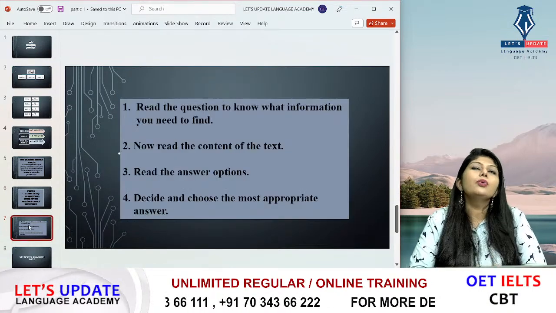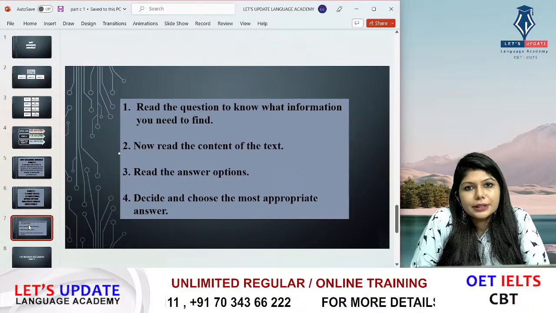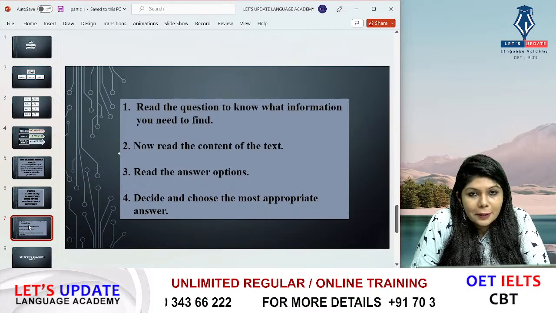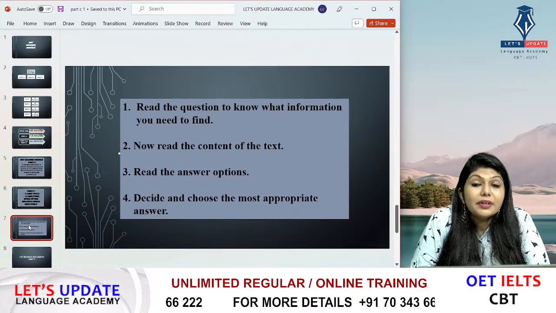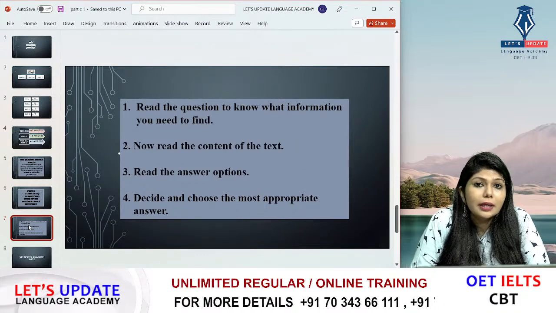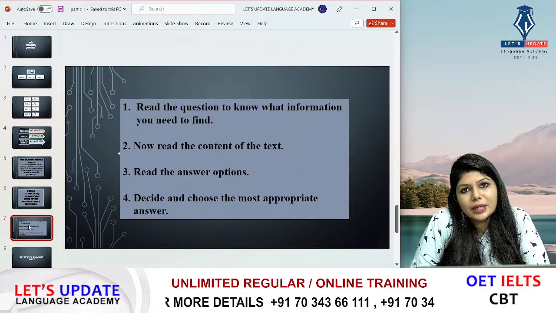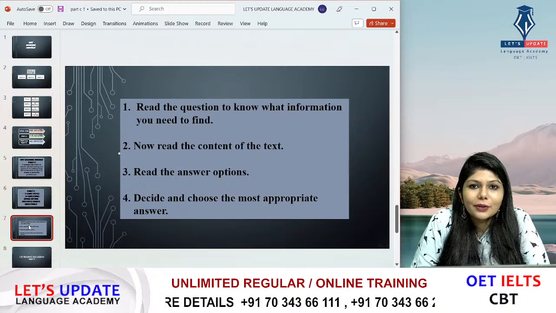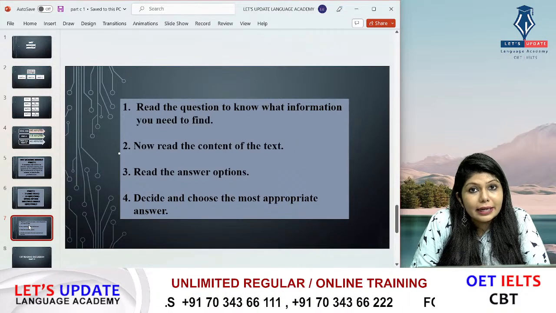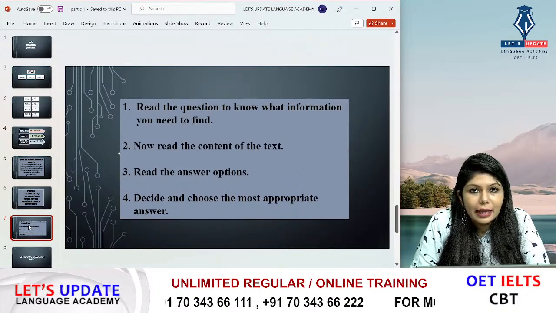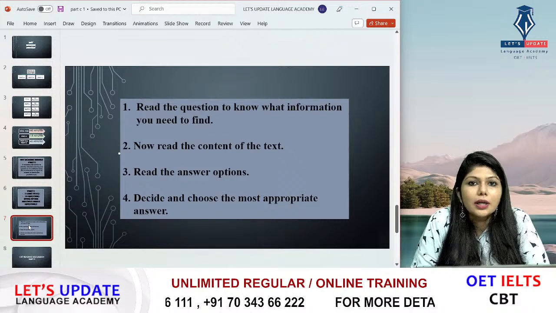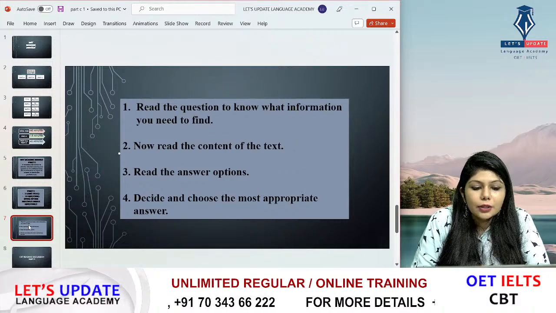So how do you go about solving or cracking part C? Basically, first you need to read the question first. The conventional method of comprehension passage reading might not work. You need not read the paragraph first, then read the question, and then read the text again to find the answer. That might not work. Read the question first and identify what information you need to find. Then when you read the paragraph, your intention should be to find the answer to the question you have just read.